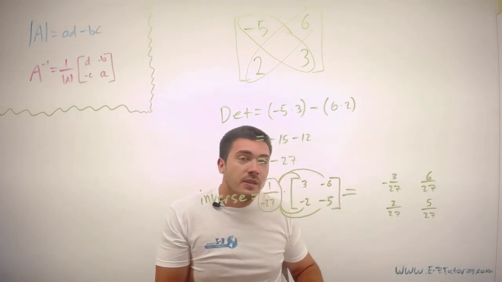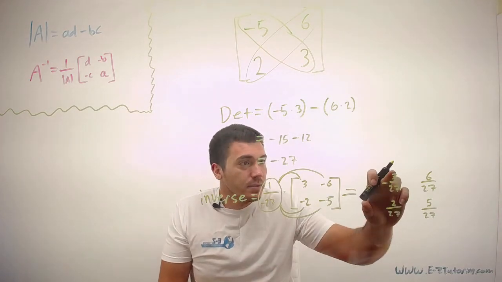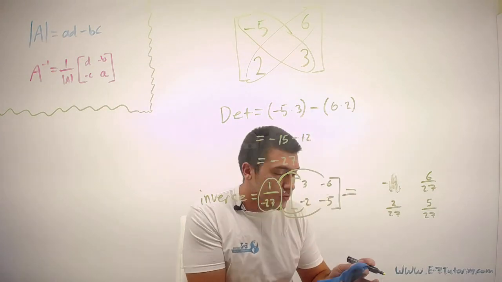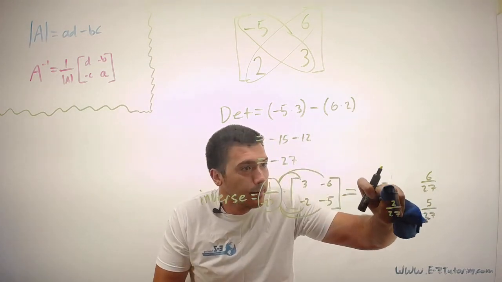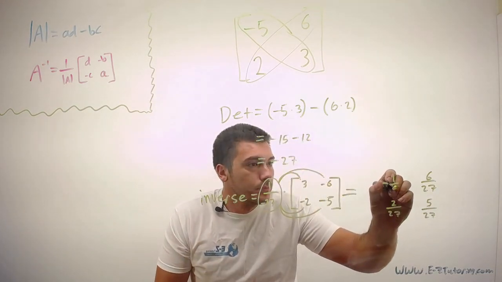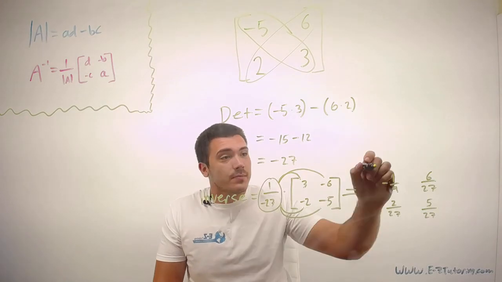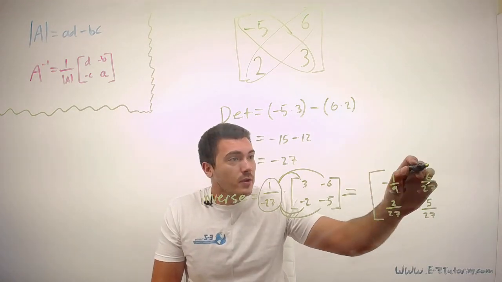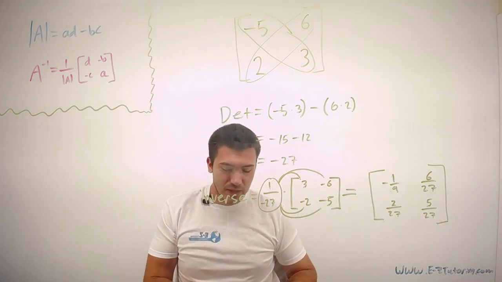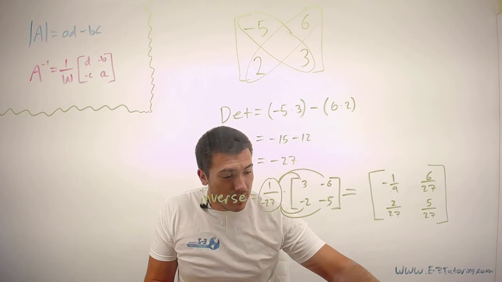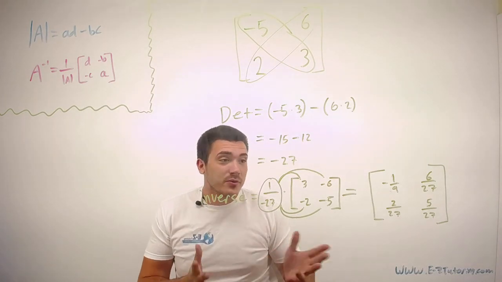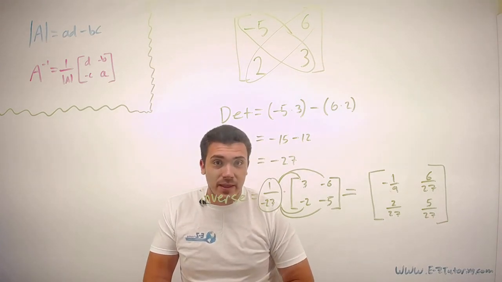3 over 27 actually simplifies. And this simplifies to 1 over 9. And all the others don't simplify. So this right here would be your final answer. And this is the inverse of that matrix. So I went ahead and covered the formulas and 2 examples with real numbers. I hope you guys have a good understanding of determinants and inverses now.